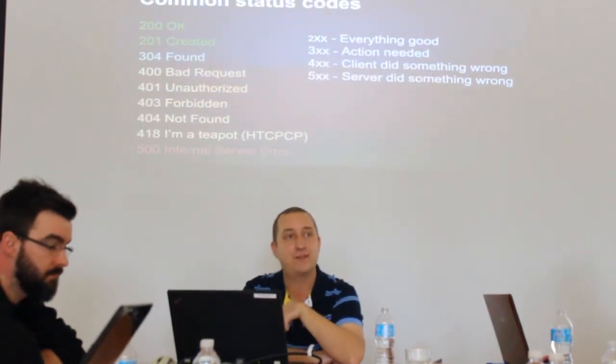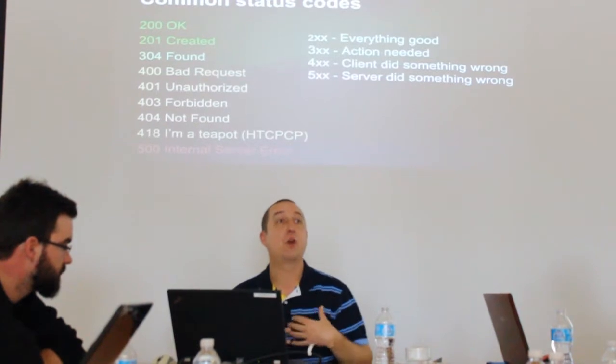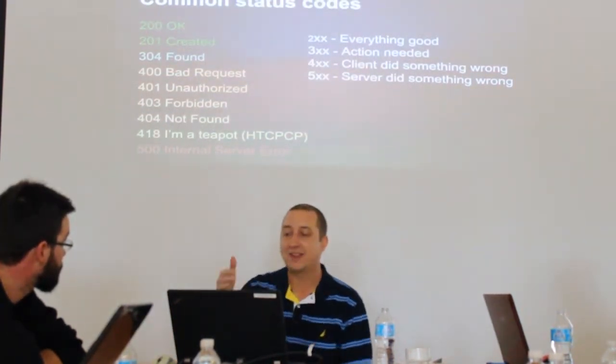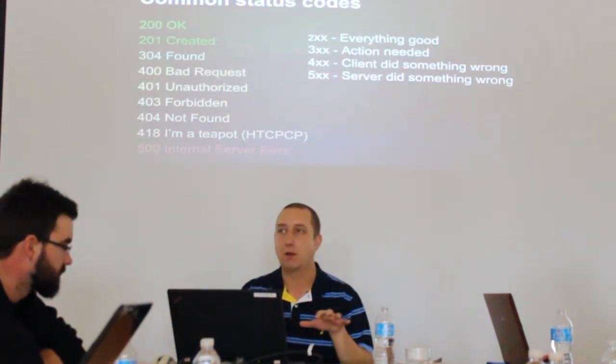The 500 series means you, the client, did everything correctly, but the server did something wrong, or another server down the line did something wrong. So that's an easy way to look at those status codes and get an idea of where the problem is.